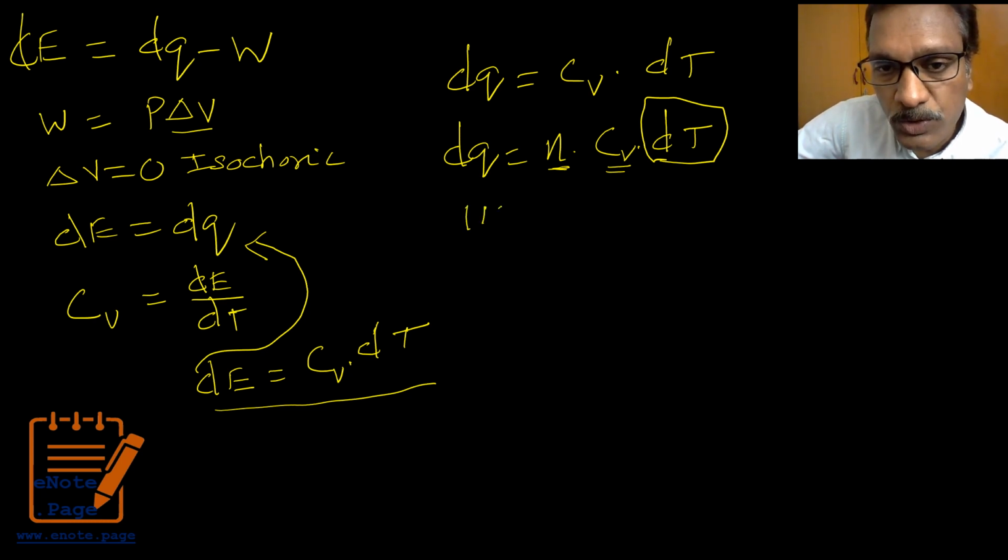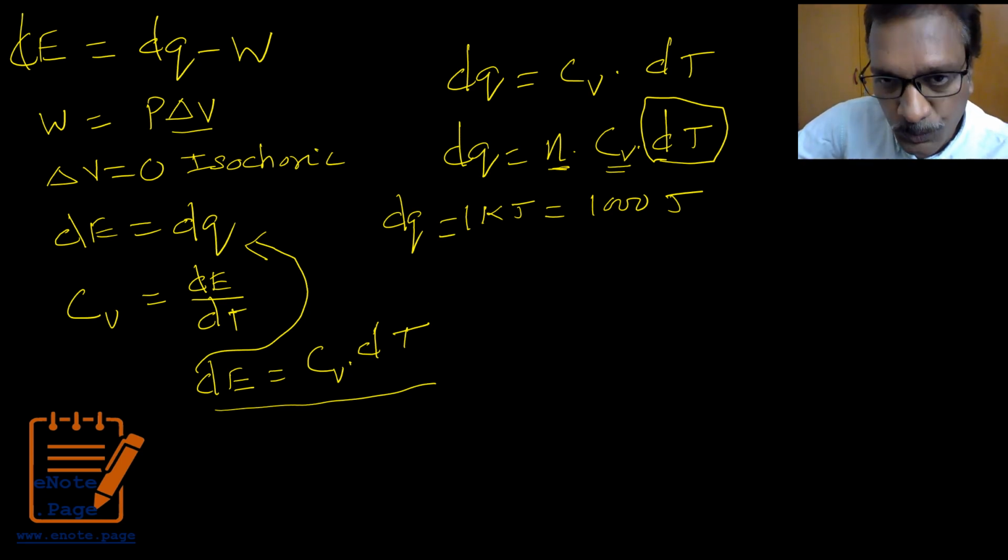So in this problem, the value of Q, that is the change in the heat, is given as 1 kilojoule, which is equal to 1000 joules. So we know the value of dQ. Now the value of n is equal to 2. The number of moles is also given, which is equal to 2, right?